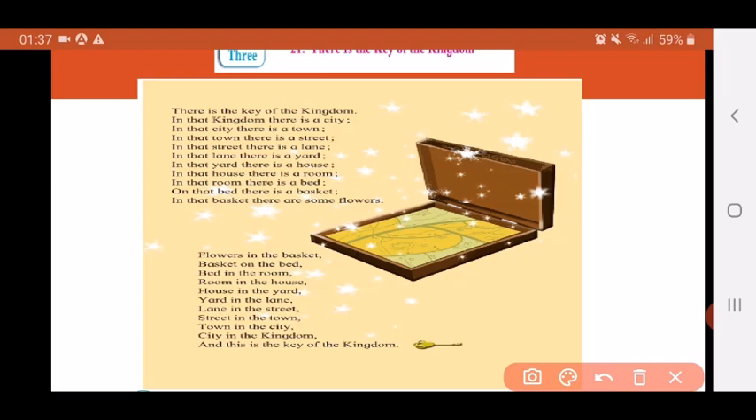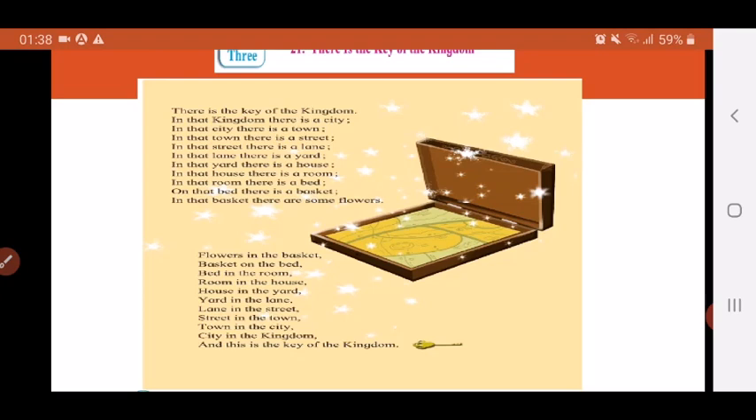In that lane, there is a yard. In that yard, there is a house. In that house, there is a room. In that room, there is a bed. On that bed, there is a basket. In that basket, there are some flowers.